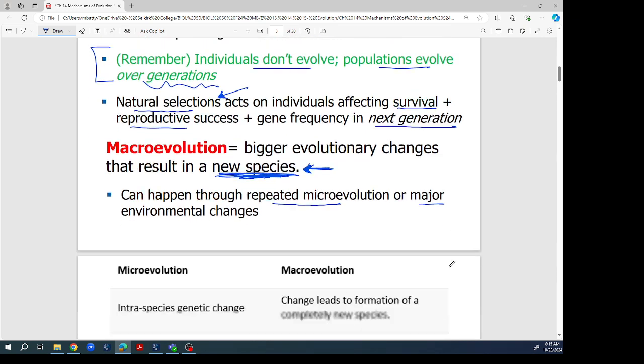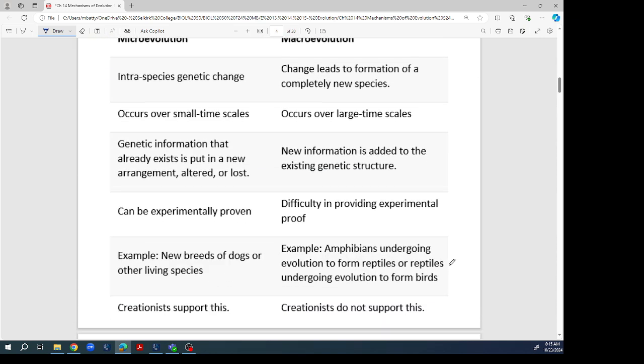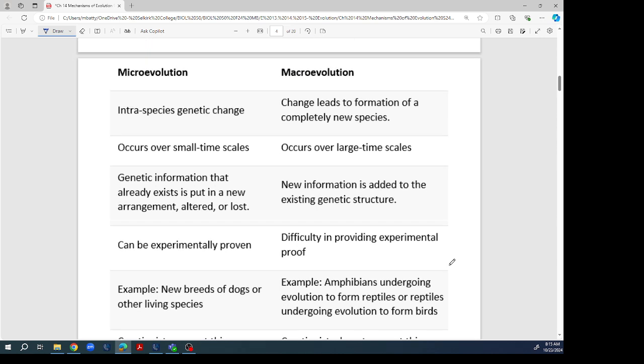Okay, so I thought this was useful. This is not from your textbook, but it gave some more context to the two and kind of compared microevolution and macroevolution. And so in this, microevolution is genetic change within a species, so intraspecies. And macroevolution makes a new species, right, to compare those two. This is small scale, this is longer scale.